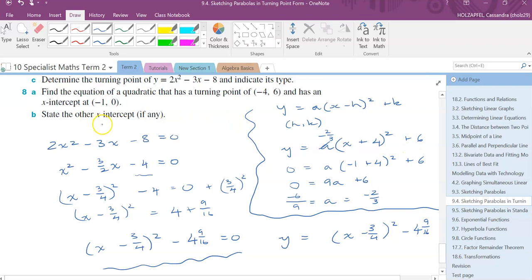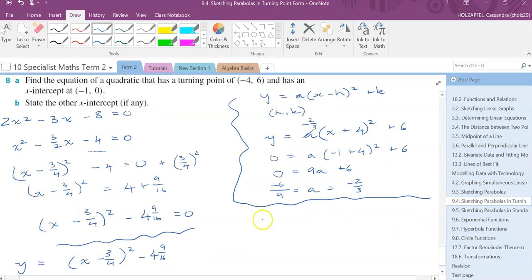State the other x-intercept, if any. Okay, so the x-intercept is when y is equal to 0. So I'll just clear the screen and come back and show you that. All right, so the other x-intercept is when y is equal to 0. That means 0 equals -2/3 (x plus 4) squared plus 6. Moving that over to that side, -6 equals -2/3 (x plus 4) squared.